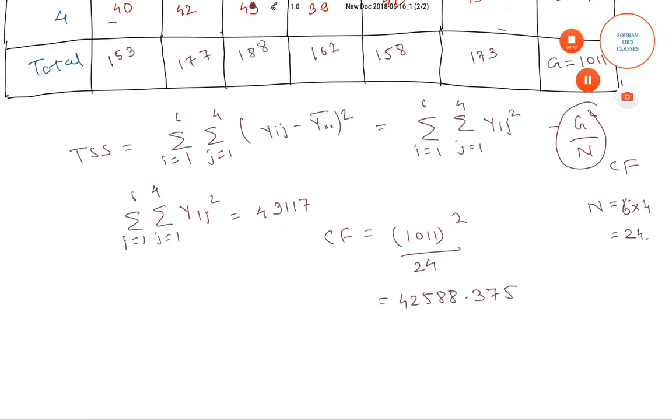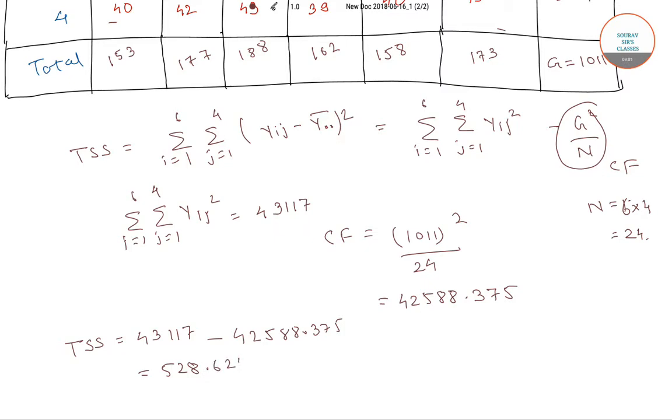Then our TSS would be equal to 43117 minus 42588.375, which is equal to 528.625. So our TSS is equal to 528.625. So this is our TSS.